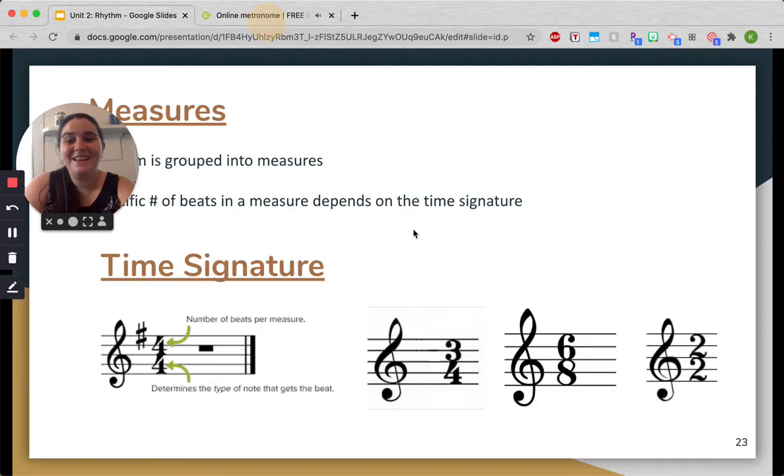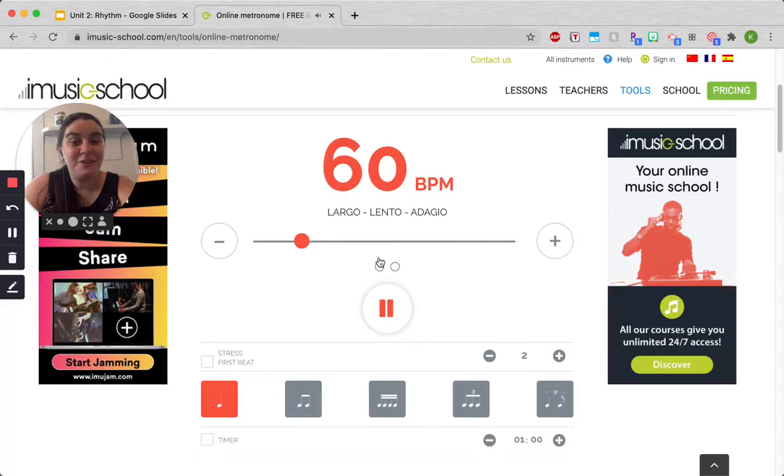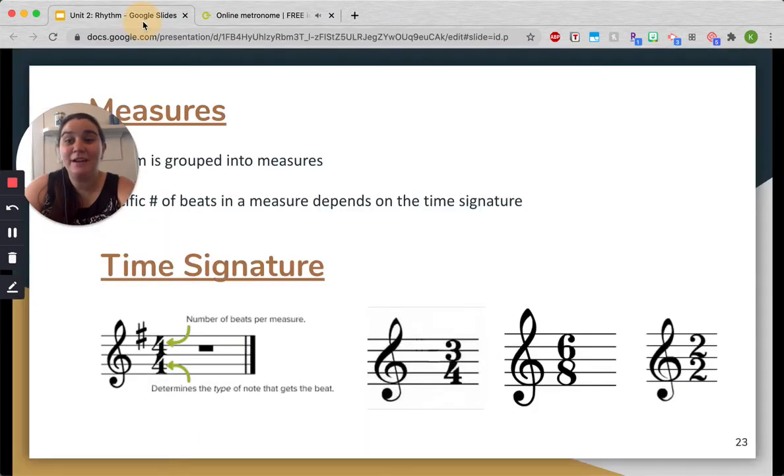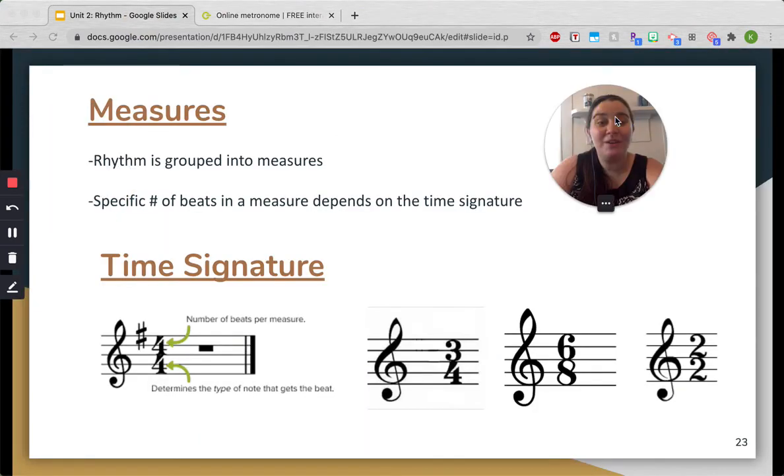Good. All right, so that's some rhythm practice for you. And if you have to go back and replay them, that is totally fine. More practice is always good.